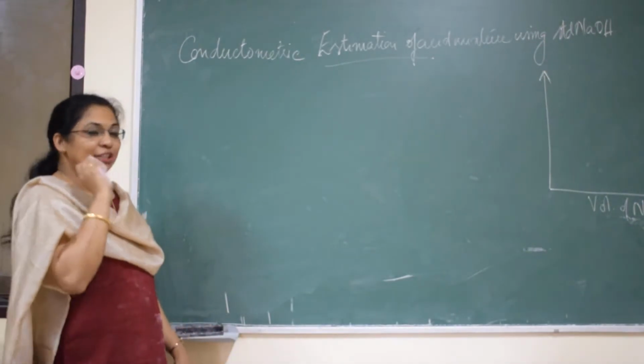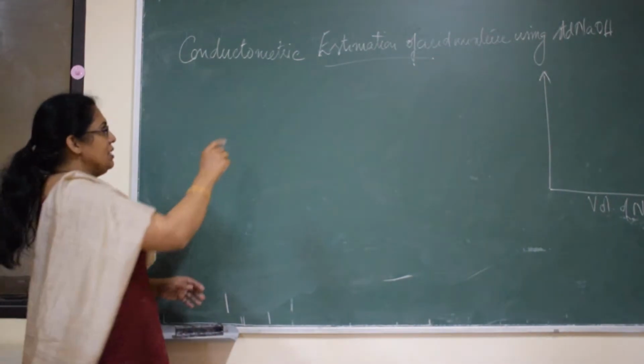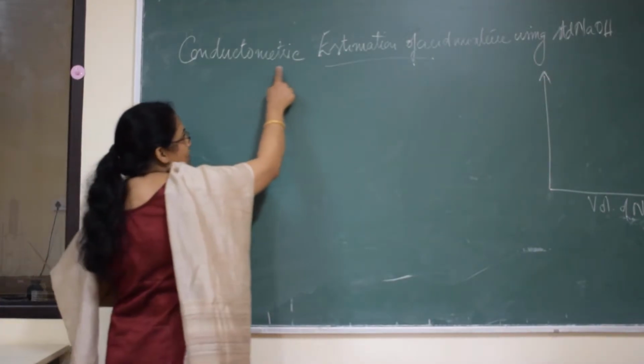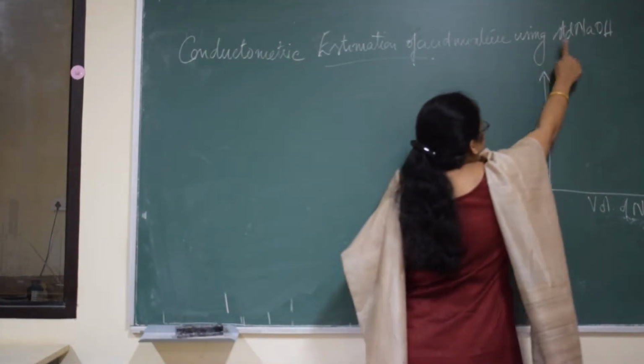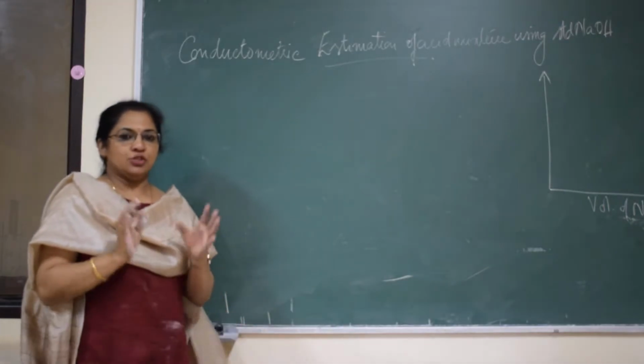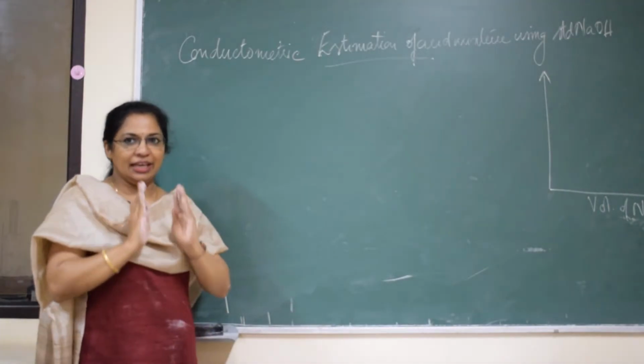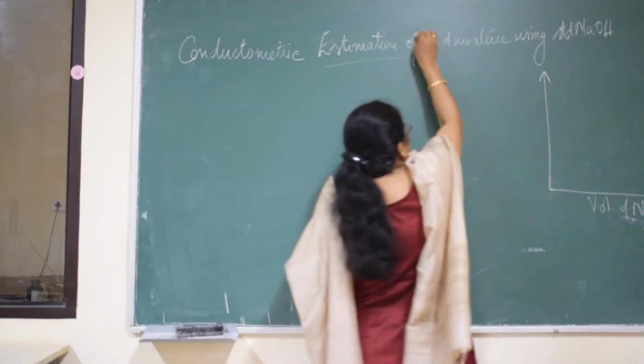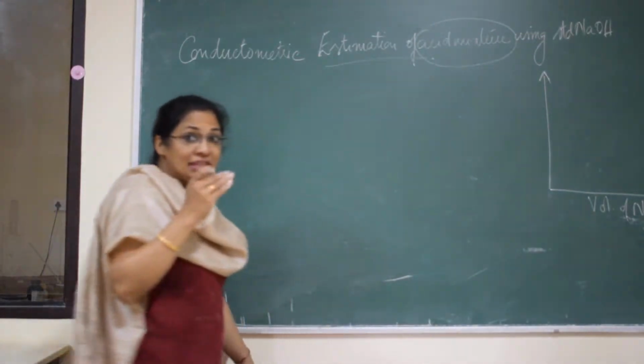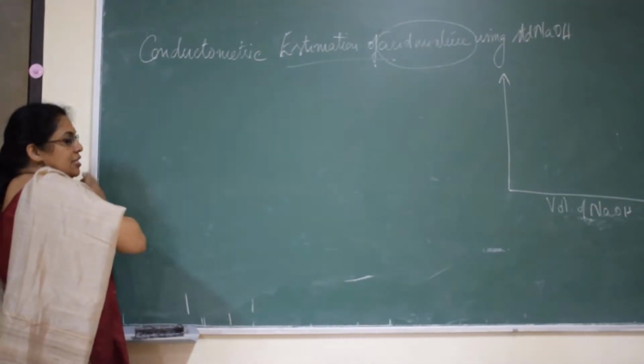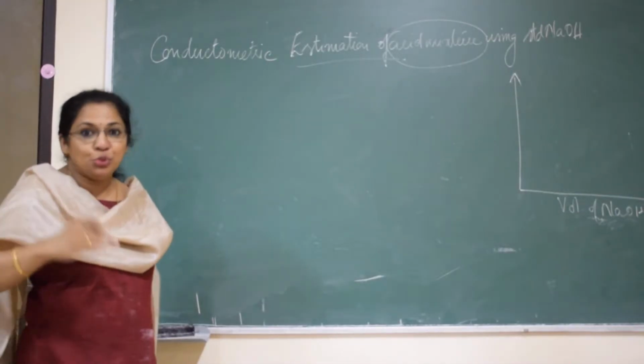Another experiment, a very important but very simple experiment. The name of the experiment is conductometric estimation of an acid mixture using sodium hydroxide. So today our aim is to estimate the acid mixture. When you say acid mixture, we know it's a mixture of two acids.